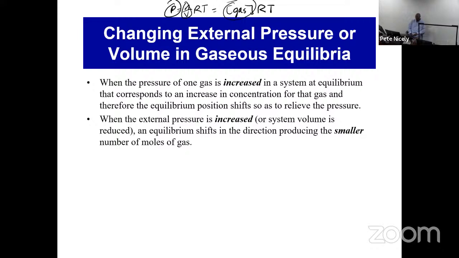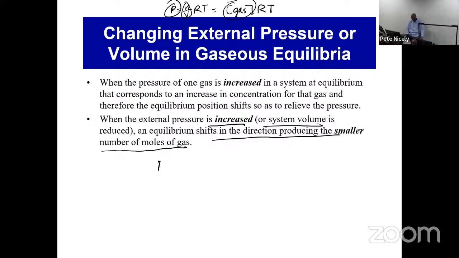Now, what will happen if you increase the total pressure of the system? This is totally different because now you have to look at the different gases involved. The equilibrium shift is predicted by Le Chatelier's principle. Equilibrium will shift in the direction producing a smaller number of gas molecules in order to reduce the pressure. So if you increase the total pressure of the system, or if you reduce the volume of the system, which is tantamount to the same thing, then the equilibrium will shift in the direction producing a smaller number of moles of gases. So let me give an example.